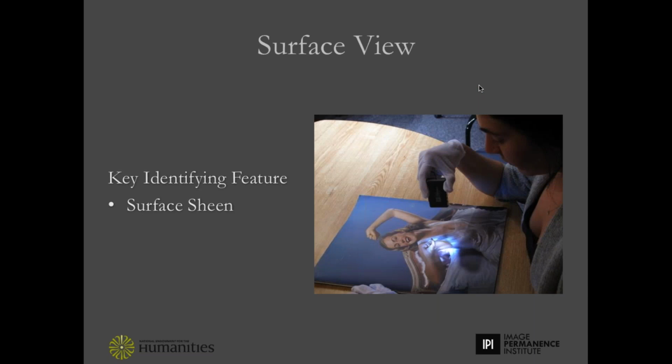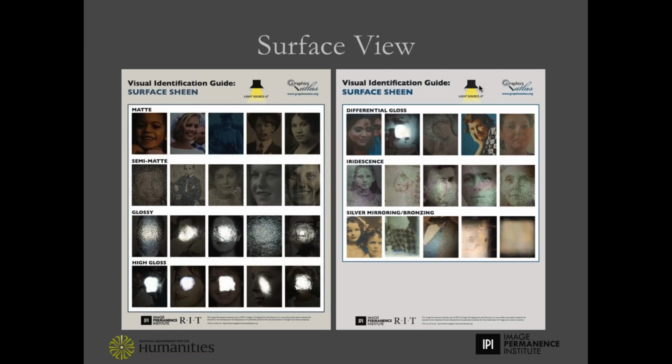Once we're satisfied with our object view observations, we'll move on to the surface view. And so here we're looking for surface sheen characteristics. Surface sheen is broken down into 4 sheens. So our vocabularies are matte, semi-matte, glossy, and high gloss, all of which are visually defined. The guide also has surface sheen characteristics that are identifying features for some processes, like differential gloss, iridescence, or silver mirroring and bronzing.